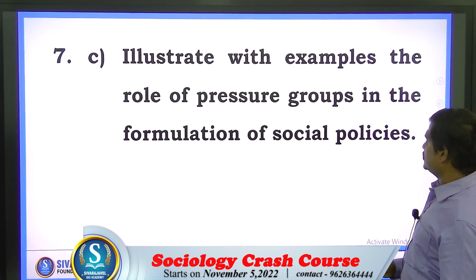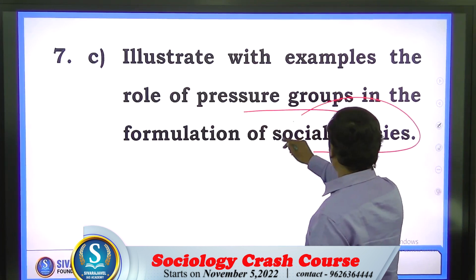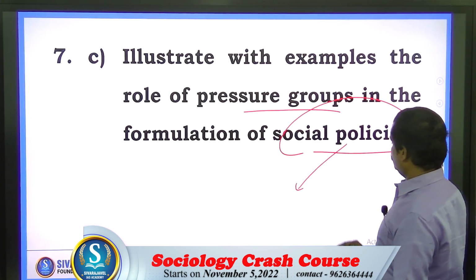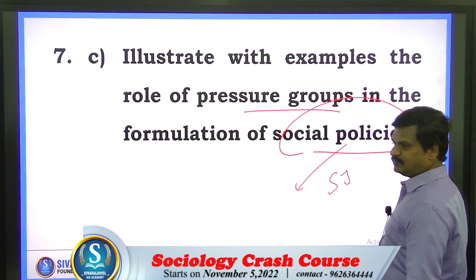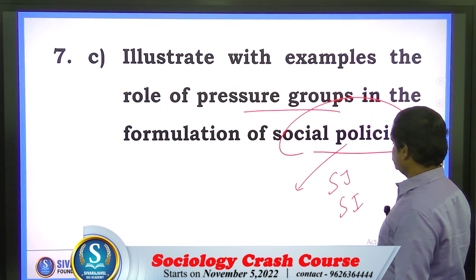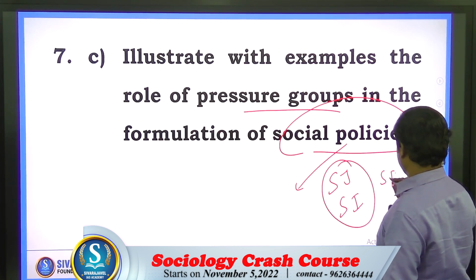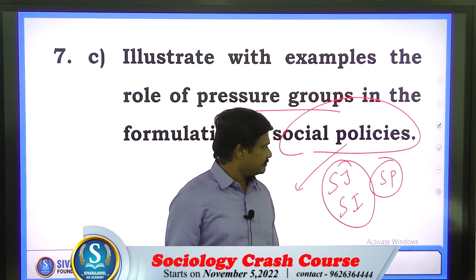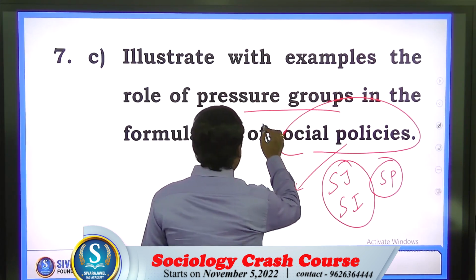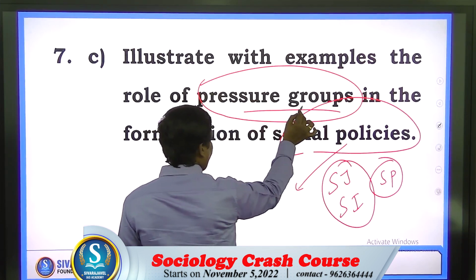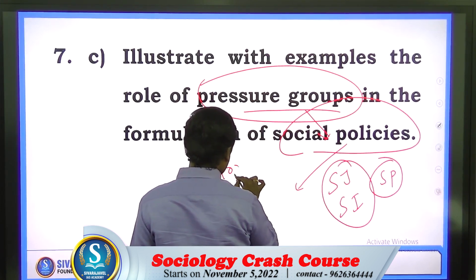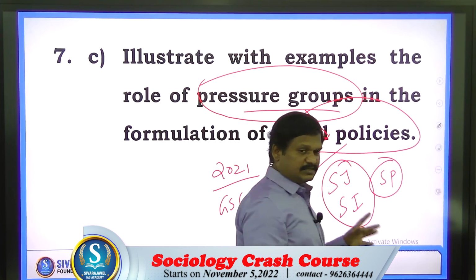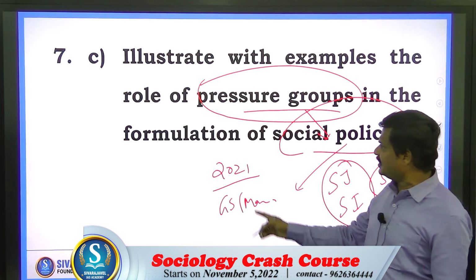Illustrate examples of role of pressure group in the formation of social policy. Social policy is the policy which is made by the state to offer social justice, social inclusion and social peace. Every society is making social policy to realize these objectives, right? So, pressure group making social policy, you know that this was already asked in the 2021 GS mains question. It was asked in GS mains last year, now it has come in sociology.